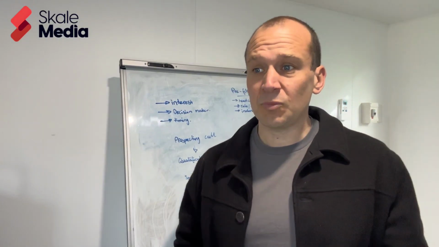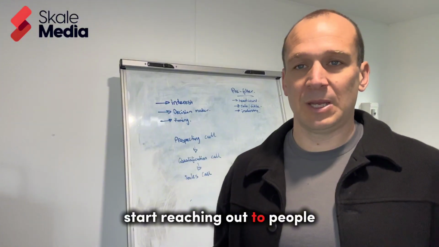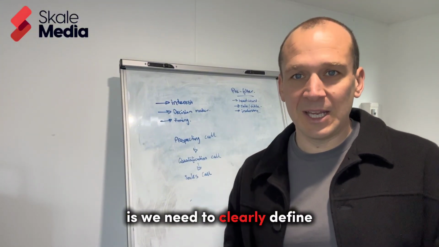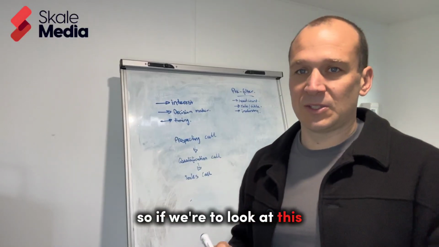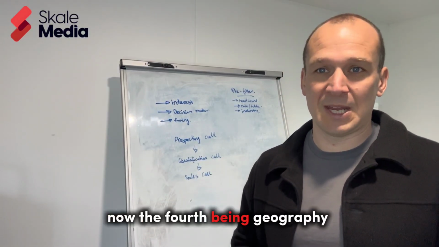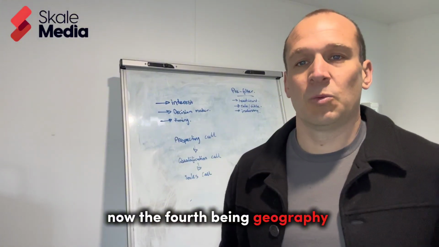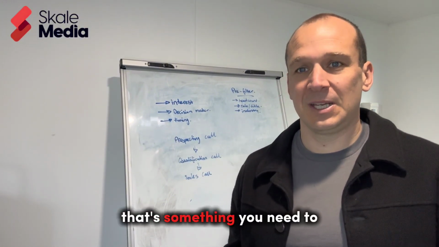So firstly, the number one thing before we even start reaching out to people is we need to clearly define who that target audience is. So if we're to look at this, I look at 3 key variables, sometimes 4. Now the 4th being geography. Where are they located? Is that a factor for your business or not? That's something you need to determine.